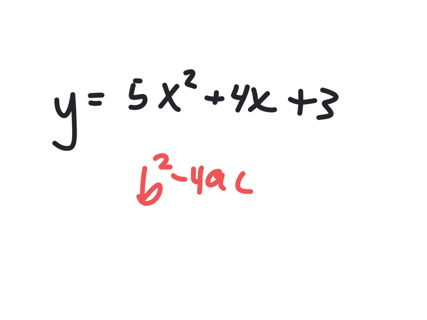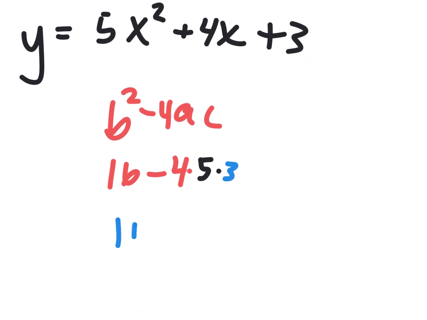All right, so what was b? B was 4. 4 squared, 16, minus 4 times a, which is 5, times c, which is 3. And that's 16 minus, ooh, that's big. 20 times 3 is 16 minus 60. Oh, do you get it's negative? Do you get that I don't even care what the answer is? I know that there's not any real roots because this came out negative.